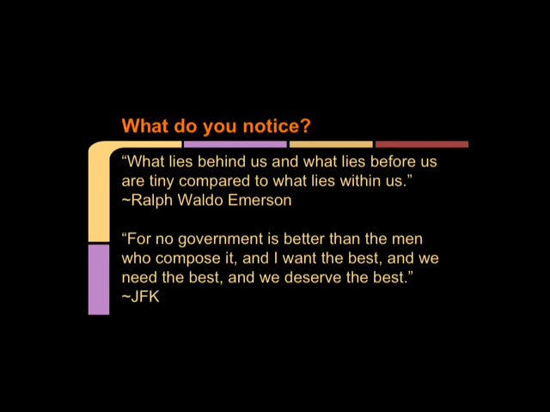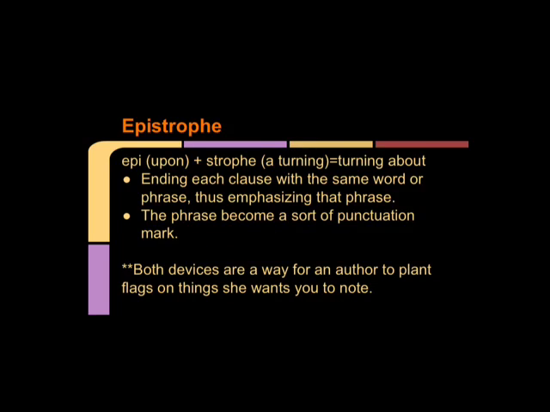Yes, it does. This is known as epistrophe, or some people call it epiphora, just like anaphora. Epi means upon, strophe means a turning, so it's a turning about. Basically, all you're doing is ending each clause with the same word or phrase, thus emphasizing that word or phrase. So it almost becomes like a punctuation mark. Both anaphora and epistrophe are a way for an author to plant flags, to point out things they want you to note. Don't forget to write down these terms in your writer's notebook, and we have one more that we're going to look at today.